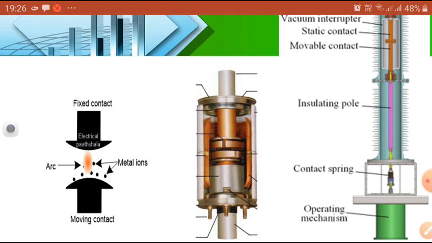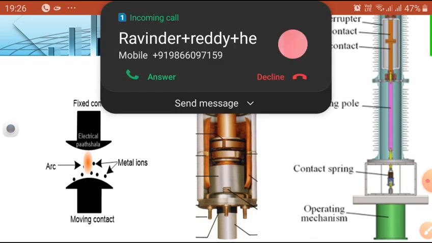That means when the current is less, the arc splits into parallel paths. When the current is very high, it develops more metal vapor. Now what is happening? After separation of the two contacts, the distance becomes more. When the current decreases, the rate of vapor release decreases, and after current zero, the vapor density in the medium also decreases.